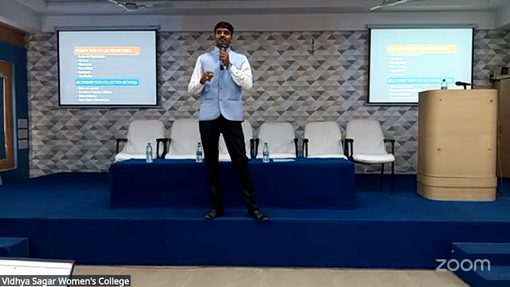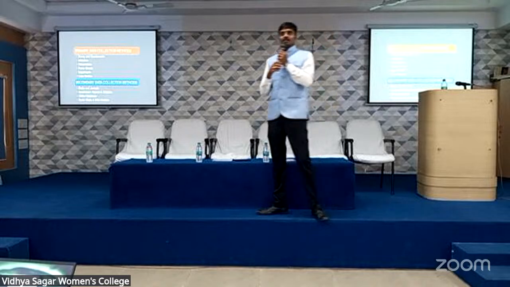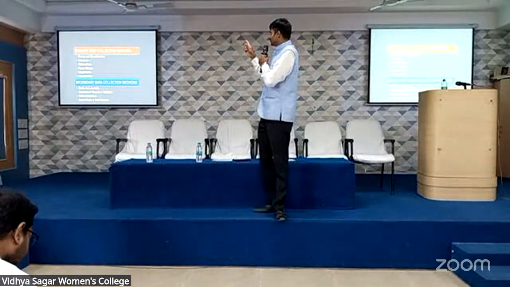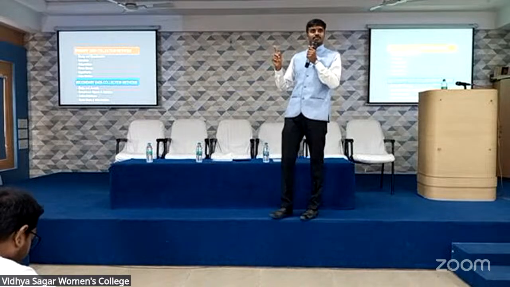Second data, through books, magazines, journals, newspapers, Google, social media, web sources, that's called secondary data. So always in research, the two types of data will be available. Experiment and case were already explained earlier.